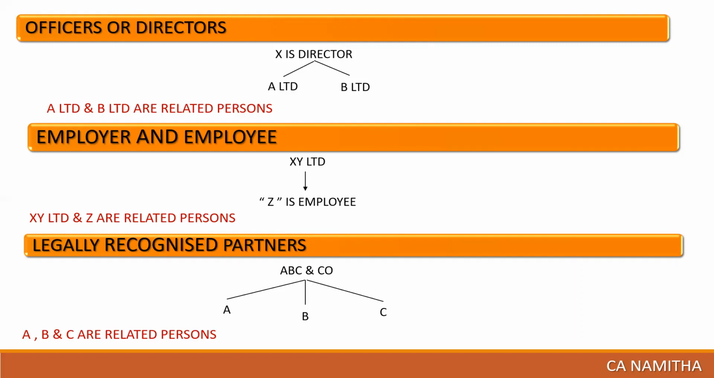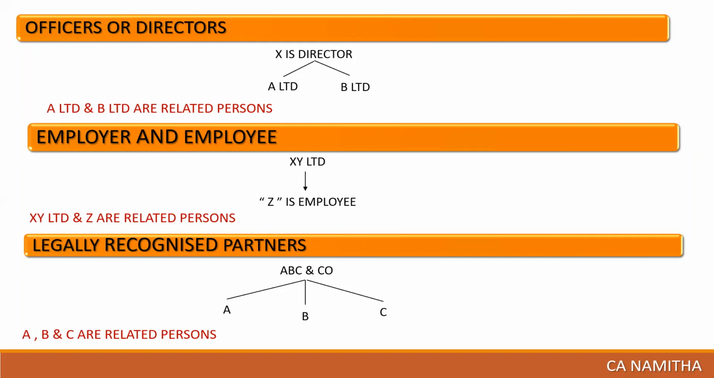Now, moving on to the next one. Such persons are employer and employee. This will be a little simpler one. If Z is an employee of XY Limited, then it can be concluded that XY Limited and Z are related persons.